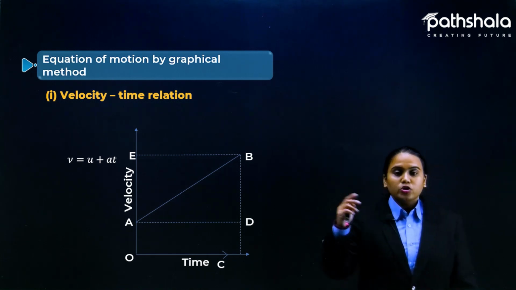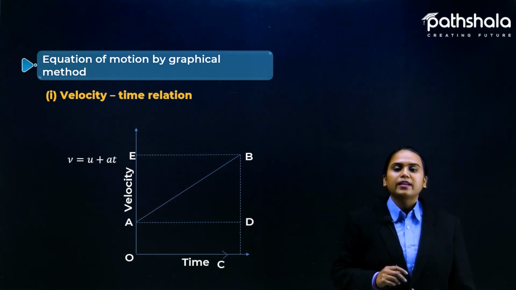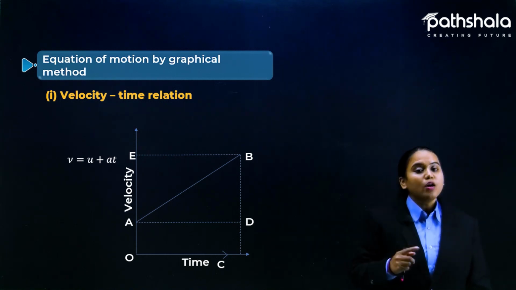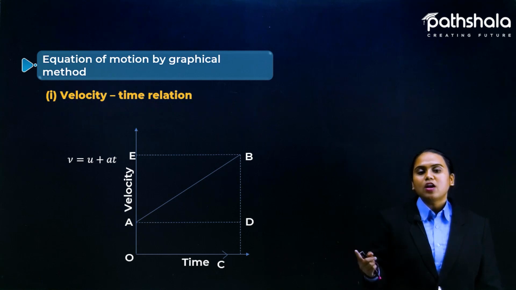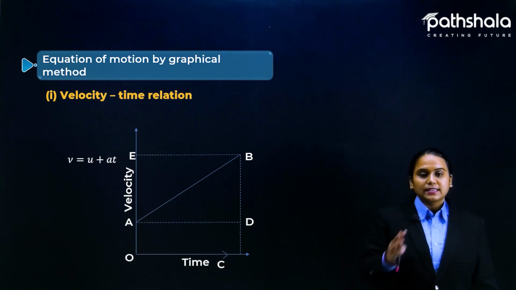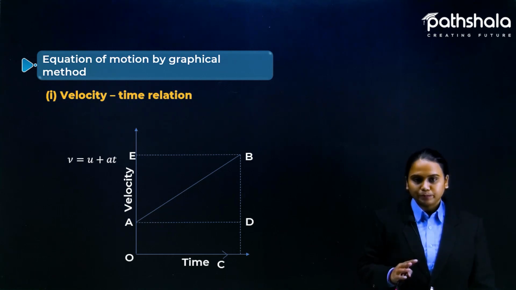So in that case, here is the first equation, that is v equals u plus at. Here v is the final velocity, u is the initial velocity, a is the acceleration and t is time.